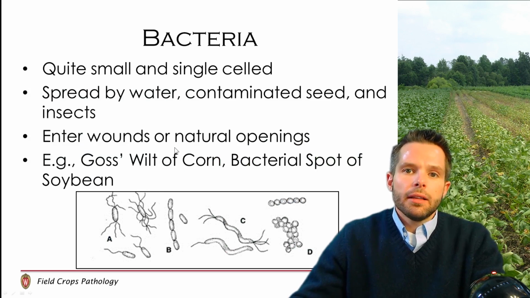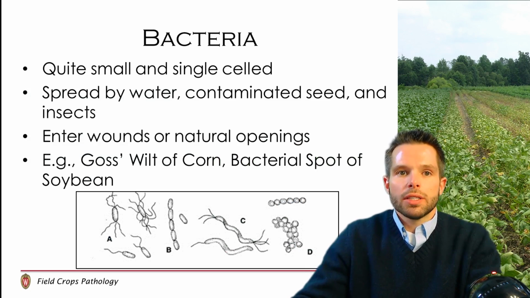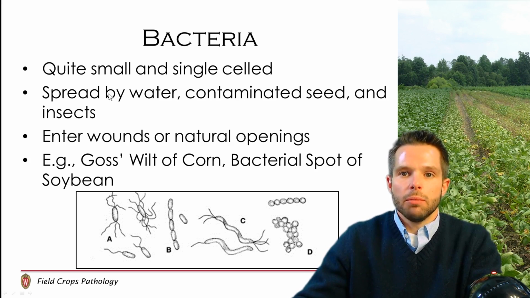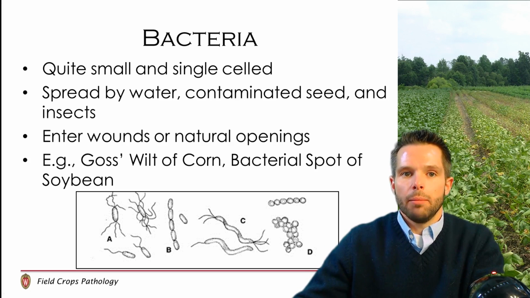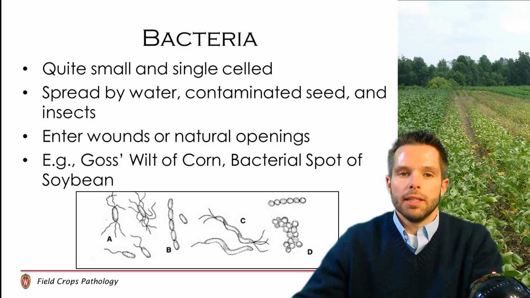So bacteria, as I said, are a bit different from fungi. These are quite small, single-celled, spread mostly by water. However, contaminated seed and also insects can move sap that has bacterial cells in it. And bacteria have to enter the plant either by a wound or a natural opening. They don't have the ability to directly infect a plant like a fungus can.